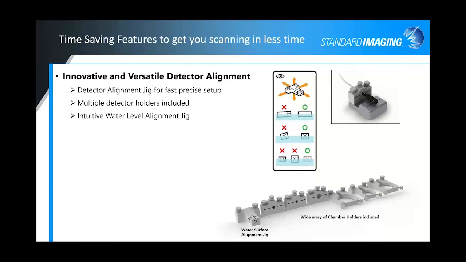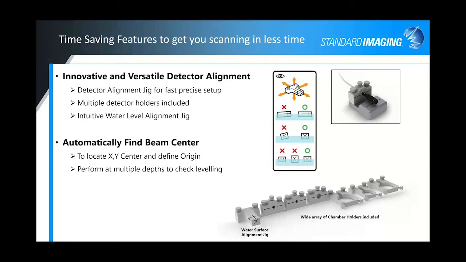And I talked about the water leveling alignment jig. We have an automatic find-the-beam-center setting in the software. Basically, once you get the chamber lined up, you just turn the beam on and hit the automatic beam center. It'll run out to the 50% lines in the X and Y direction and give you the correct shifts to get that chamber centered in the beam. Very quick and easy.